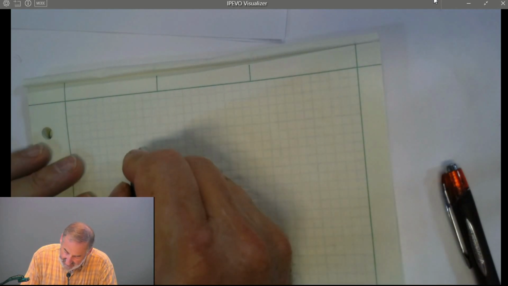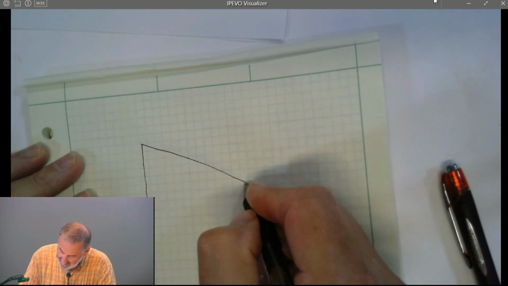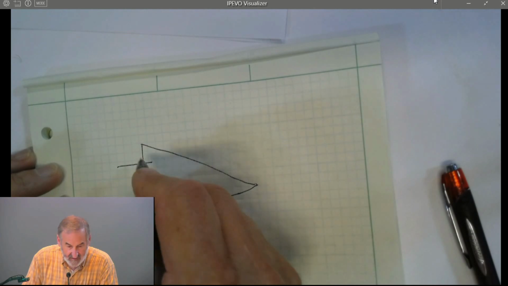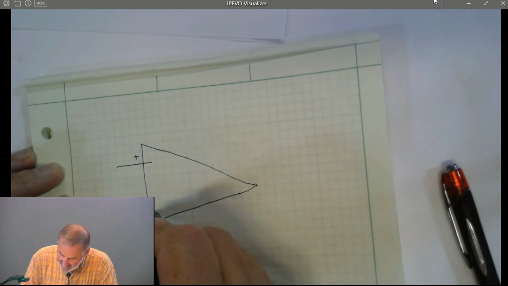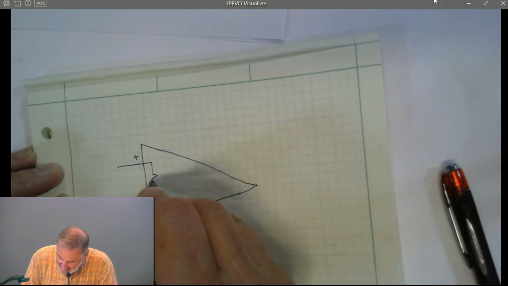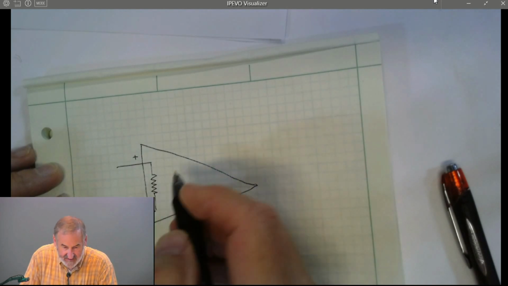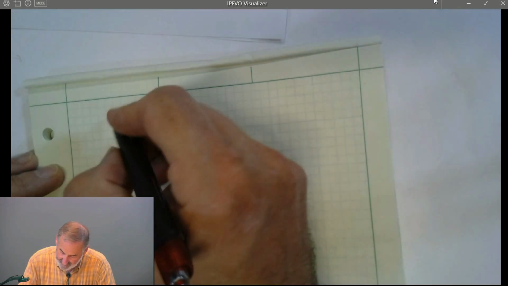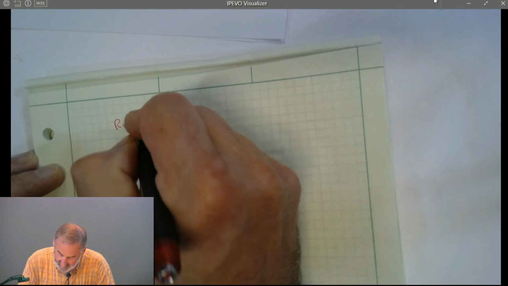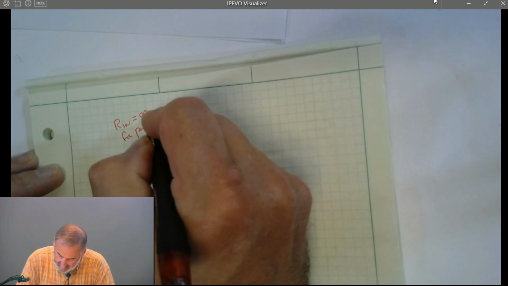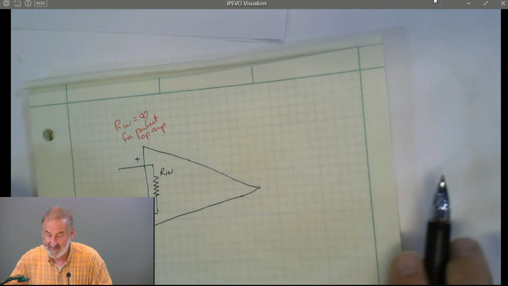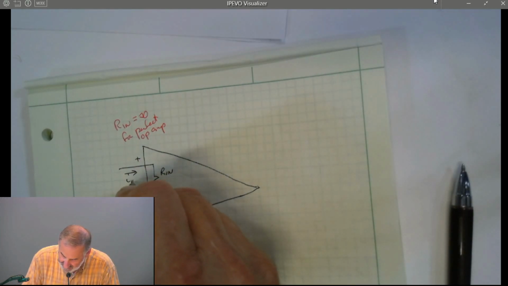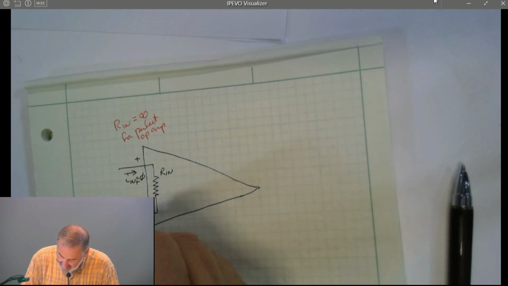Okay, let's take a look at our ideal op amp. So we have our positive input, we have our negative input. They're connected by a very big resistor, Rn. For a perfect op amp, Rn's infinity, and if that's true, no current flows into or out of the inputs.